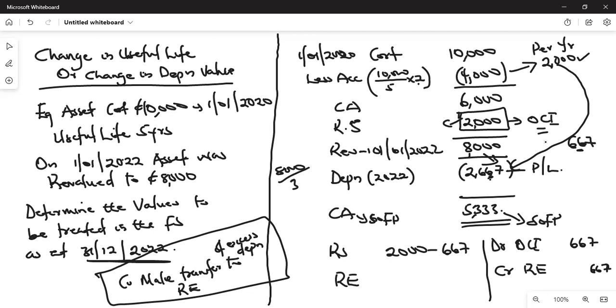Are you going to pass a journal? No. The journal is what you've passed. This one is here. This is the journal. The 667 is already in the OCI. You are lessening this one by 667. So it means that what you will have in your OCI will be 2,000 less 667.